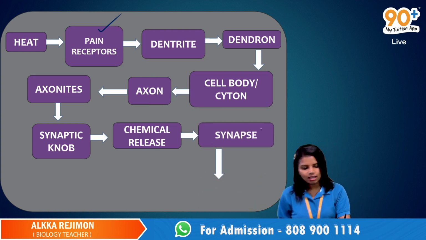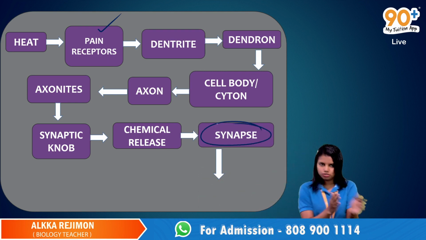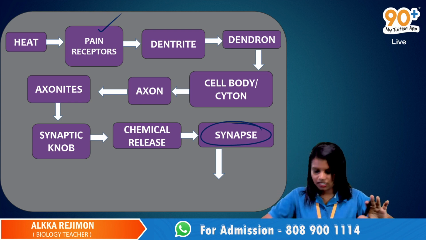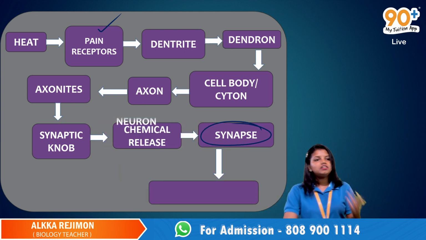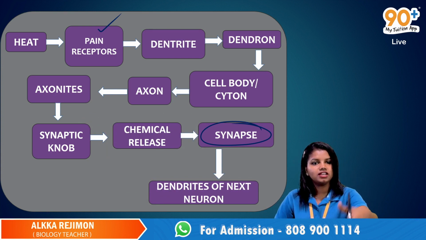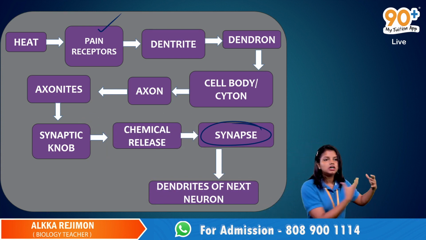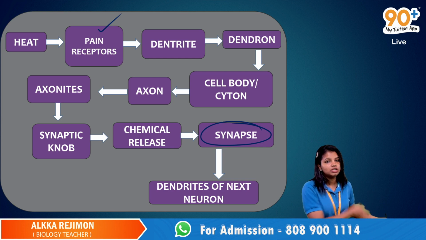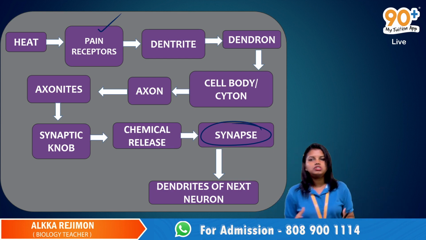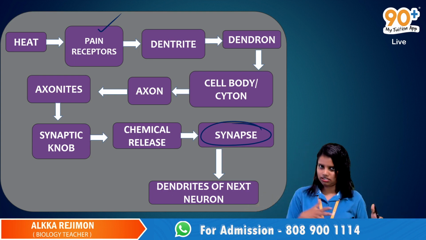And what is synapse? Synapse is basically the junction between two neurons, and to that gap, to that junction, the chemicals are released. And from the synapse, these chemicals will be released onto the dendrites of the next neuron. So here you can see how the transmission is basically happening from one neuron to the next neuron.